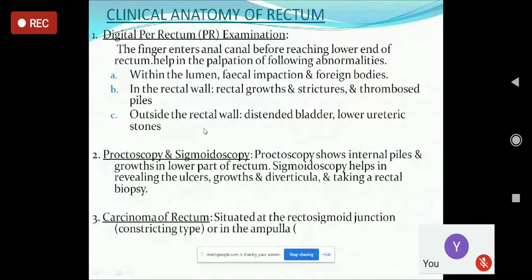Proctoscopy and sigmoidoscopy are also done. Proctoscopy shows the internal piles and growth of the lower part of the rectum, whereas sigmoidoscopy helps to reveal ulcer, growth and diverticulum, and it is also used for rectal biopsy. Carcinoma of the rectum is situated at the rectosigmoid junction or in the ampulla. So PR is done to see the rectum from inside and outside.